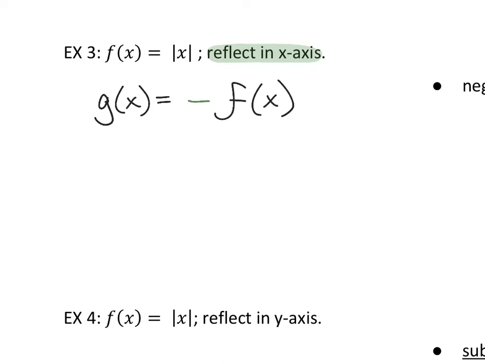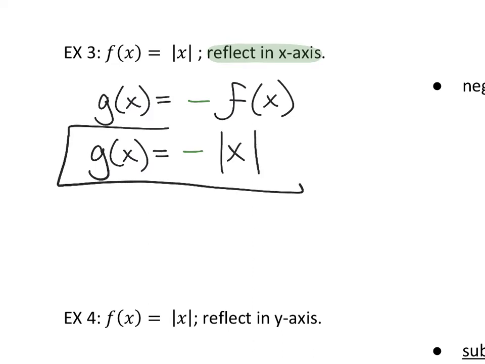So now if I actually simplify this or replace f of x with the absolute value of x, now I have g of x, the new function, equal to negative absolute value of x. The negative is on the outside. Again, it feels like you can go from the beginning to the end today. Yes, you probably can, but next time it will be helpful to see that in-between step.